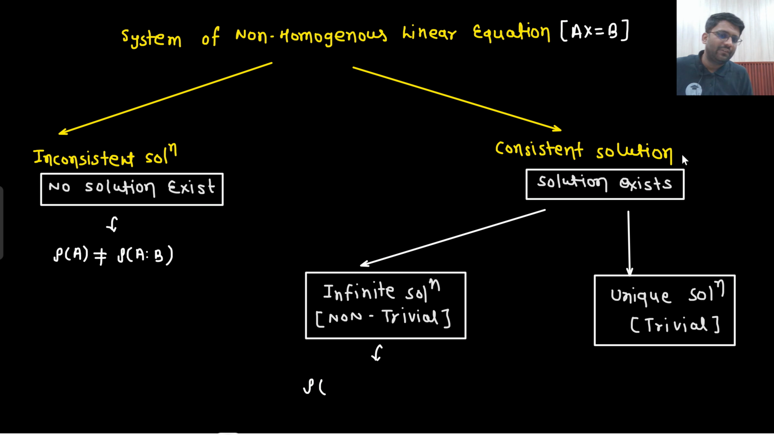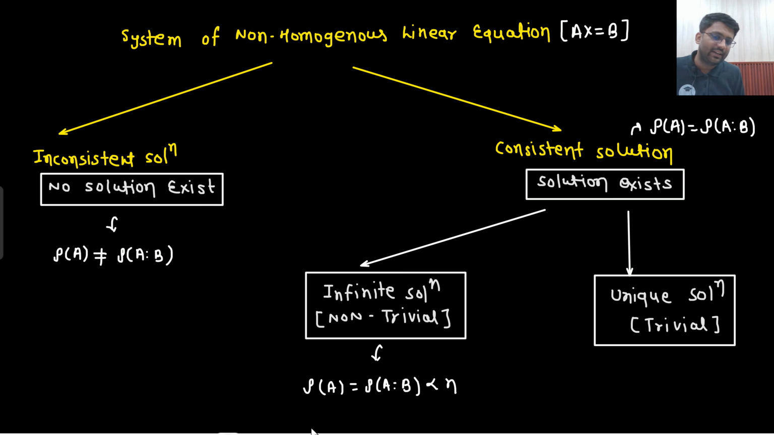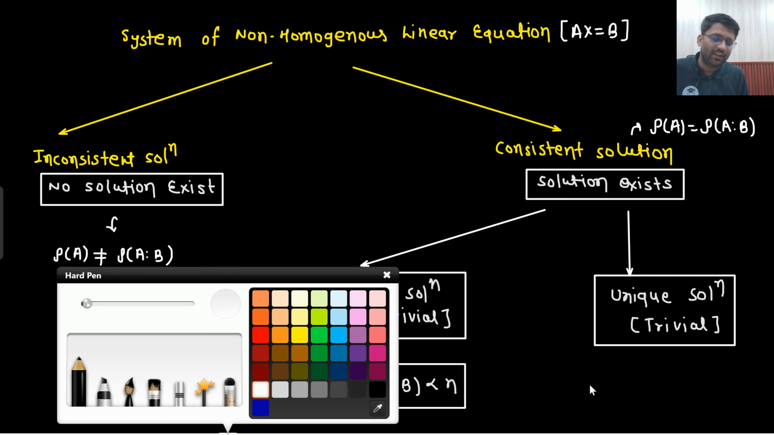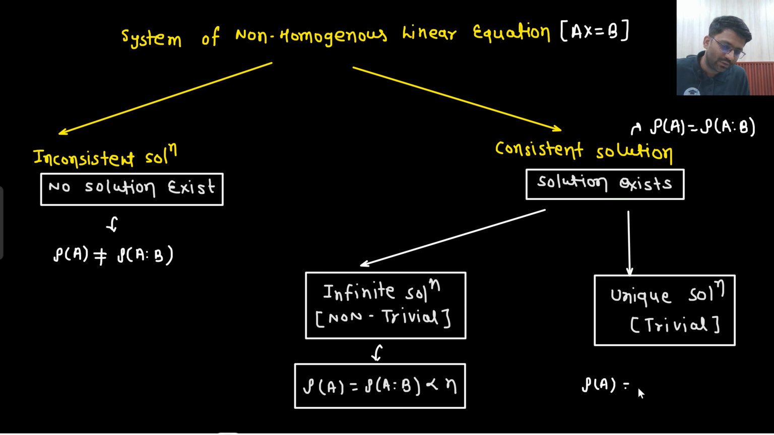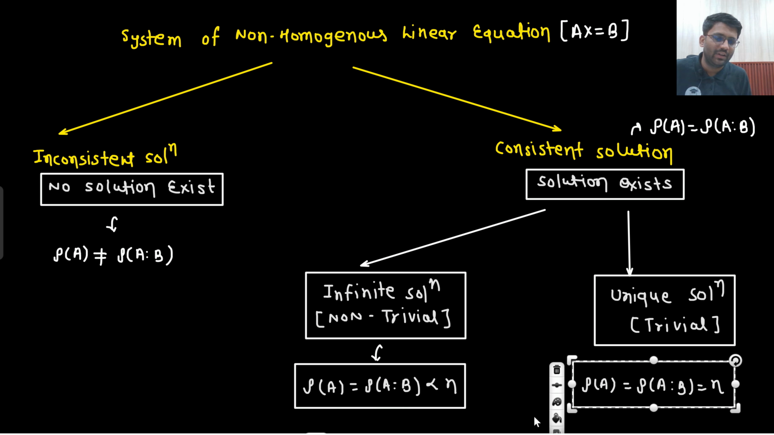First condition is, if there is a consistent solution, then the condition is that rank of A should be equal to rank of A augmented B. If this is the scenario, then I will say that a consistent solution is there. That means the solution would exist. But if rank of A equals rank of A augmented B, and that is less than n, the number of variables, then there will be infinite solution. If rank of A equals rank of A augmented B, and that equals the number of variables, then it will have a unique solution.